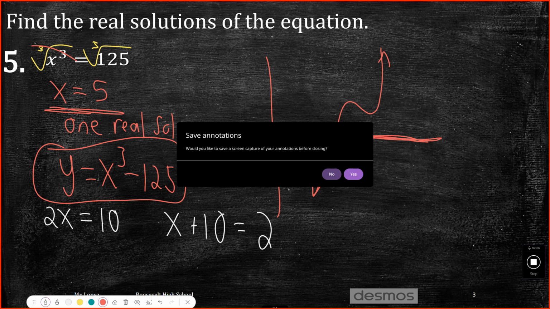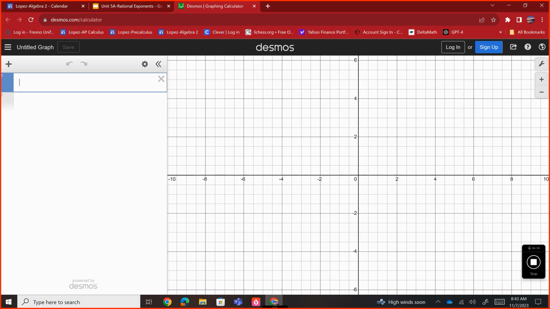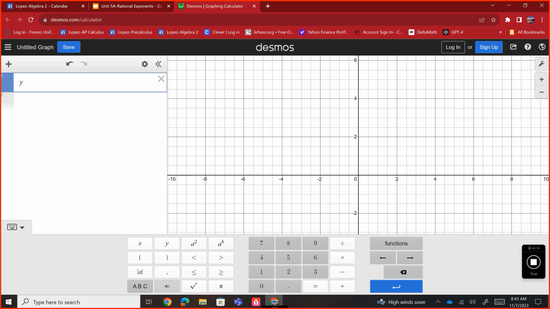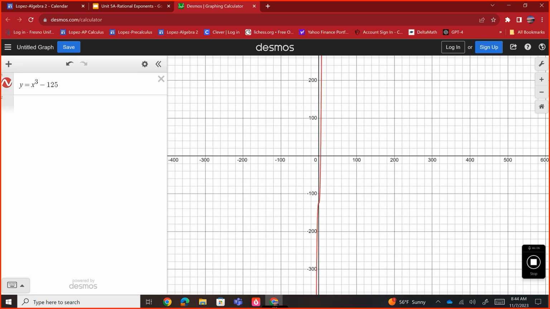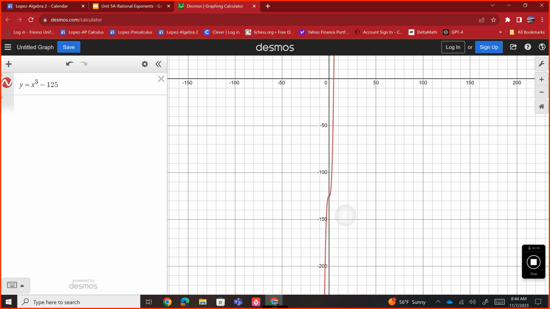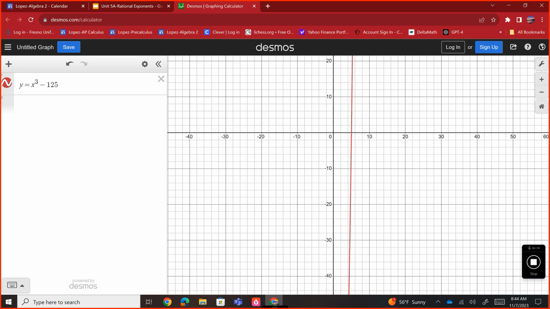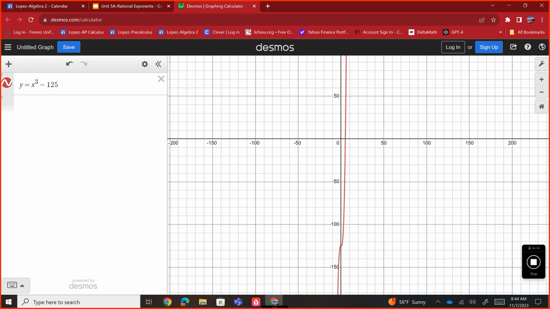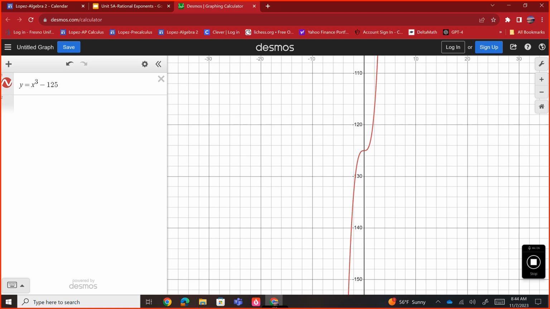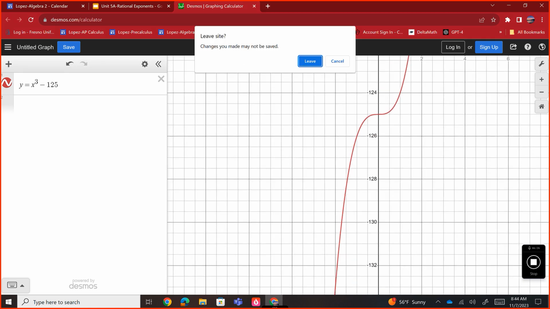Look, I'm going to go into decimals. So y is going to equal x to the third minus 125. Like I just said, it didn't even do anything of what I just said. It just went right through. This is where it does its little turn, its little sideways s. So it does go through 5. But it just goes right through and that's it. And it does its turn over here. Anyways, let's continue on.